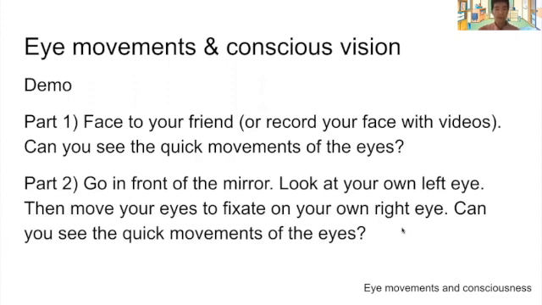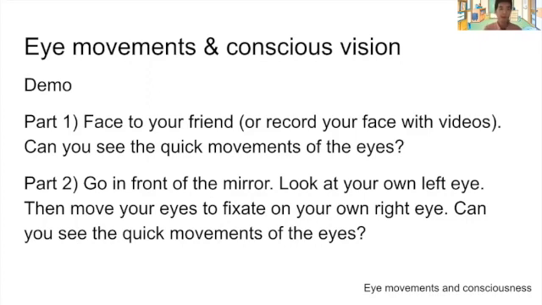Now, the important thing to try is for you to go in front of the mirror and look at your own face, and especially pay attention to your left eye, and then move your focus to your right eye. And then see whether you can see the quick eye movements of yourself. If part 1 allows you to see other people's eye movements, then that means that your conscious vision has enough sensitivity to see the quick eye movements.